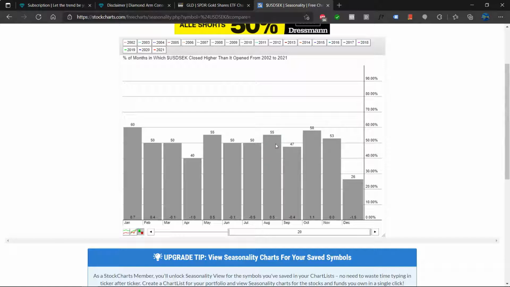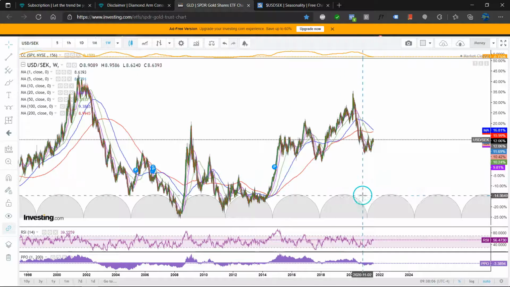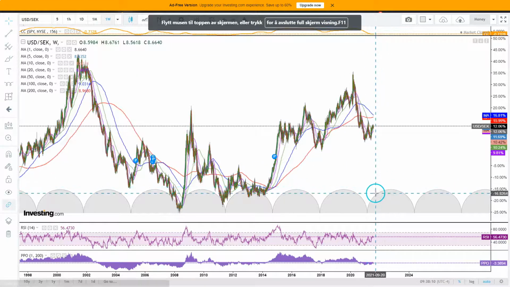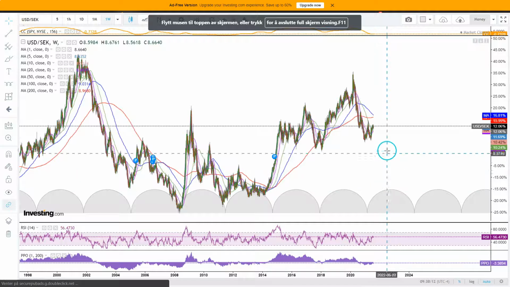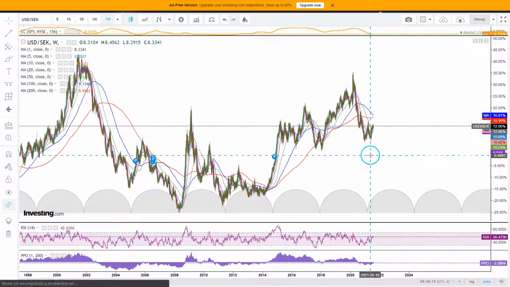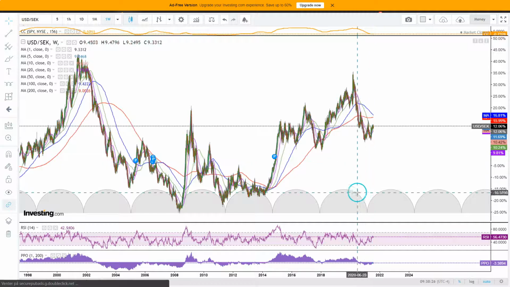US dollar closing higher 55% of the time. September, October. So October here is one of the stronger months. So basically we do have the seasonality, corroborating what we see here also with the time cycle to some extent. So that is definitively interesting and strengthens the idea that we could see appreciation here for the US dollar.